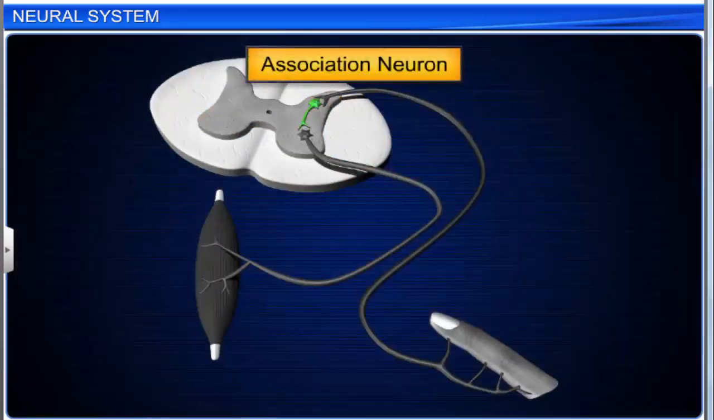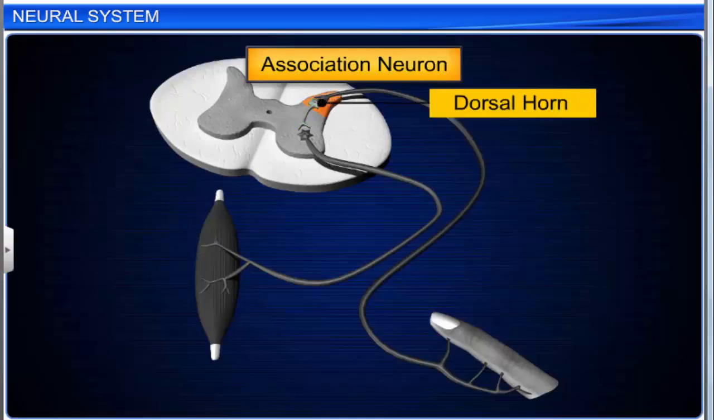Association neurons, which are also called interneurons or mixed neurons, are found in the central nervous system, for example, the dorsal horn of the spinal cord. They interlink the axon of a sensory neuron with the dendron of a motor neuron.